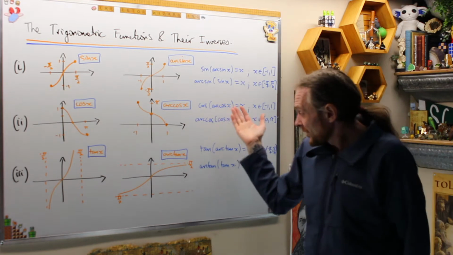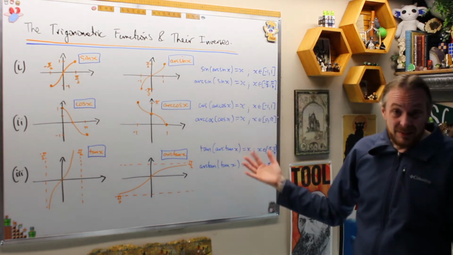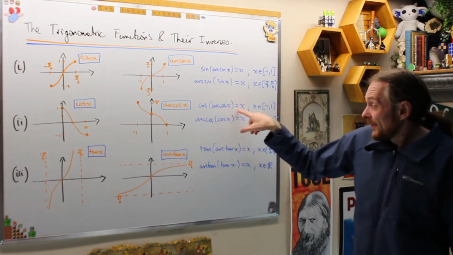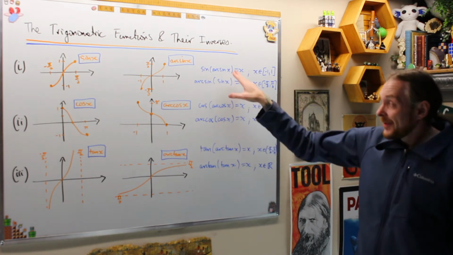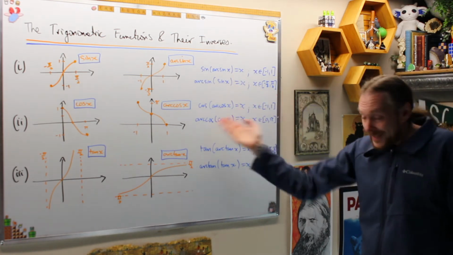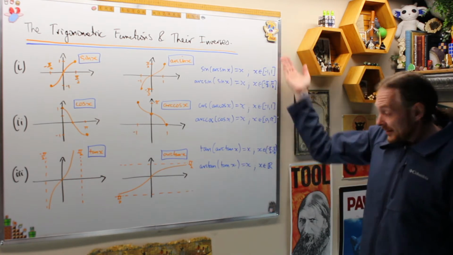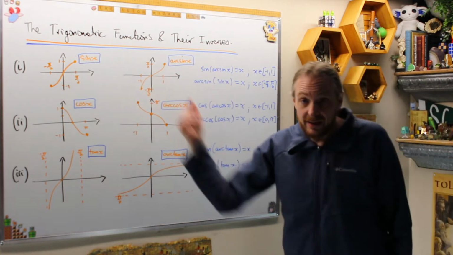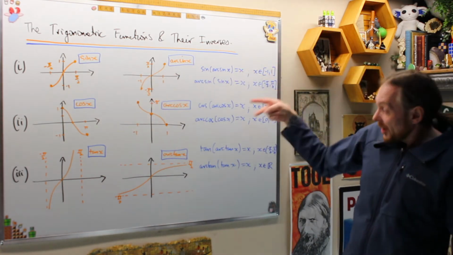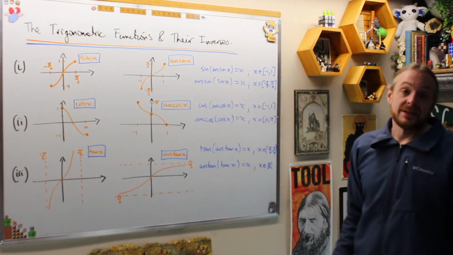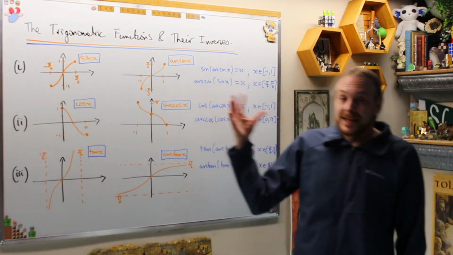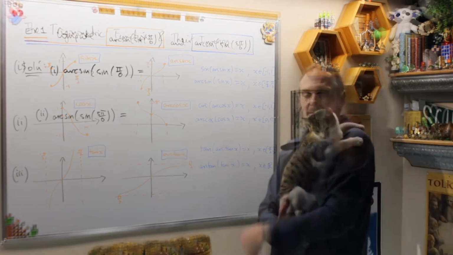Similarly for cosine and tangent, the cancellation laws only work if x is in the values of the domain of sine and arcsine, cos and arccos, and tan and arctangent, respectively. Let's do an example of this cancellation property.